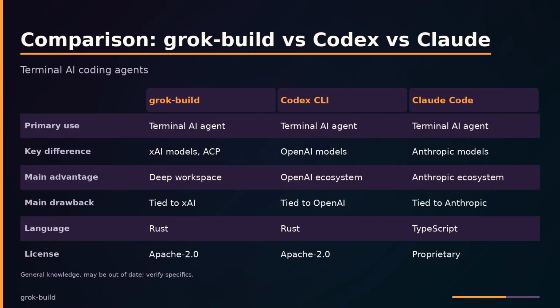How does Grok Build compare to other terminal agents? All three tools occupy the same niche. They edit files and run commands. The key difference is the model provider. Grok Build uses xAI models, Codex uses OpenAI, and Claude Code uses Anthropic. The main advantage for Grok Build is its deep workspace integration. The main drawback is vendor lock-in. Language and license also differ. Grok Build and Codex are Rust and Apache licensed, while Claude Code is TypeScript and proprietary.